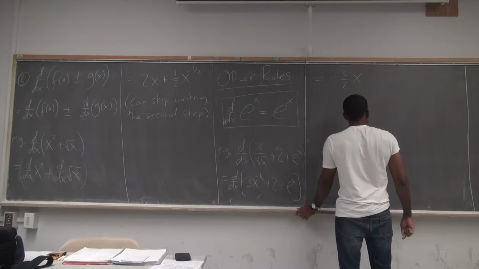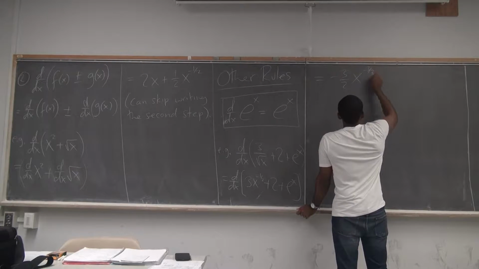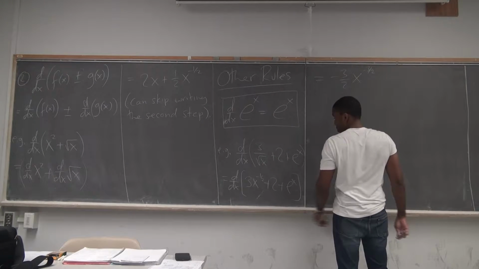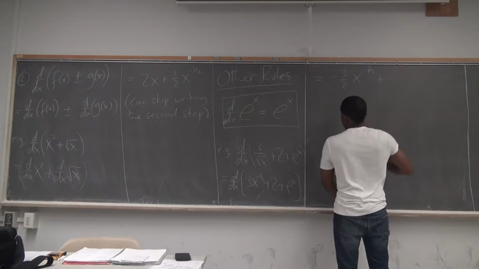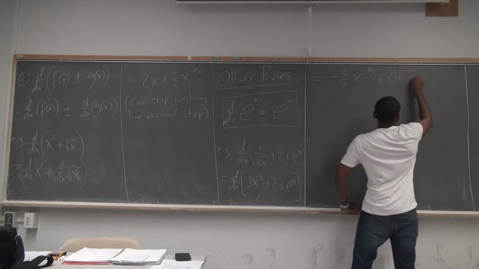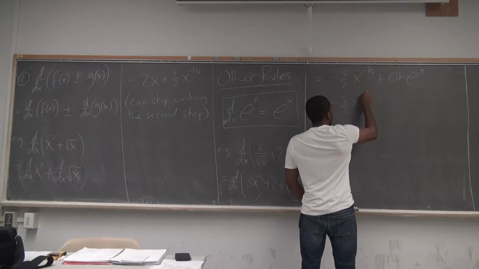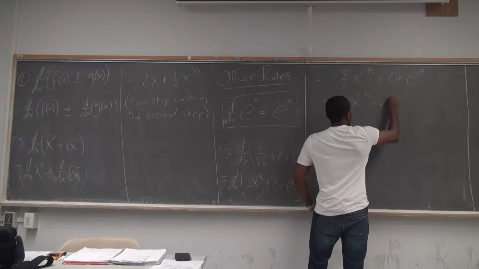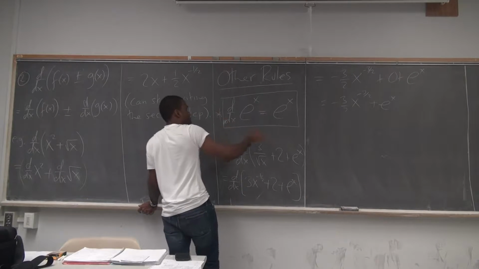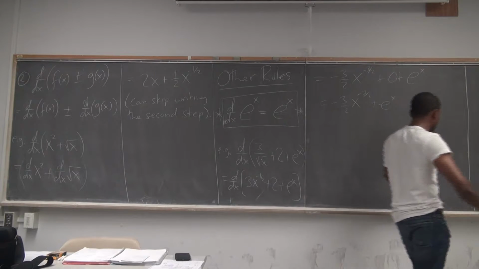What does the power become? Also minus 3 over 2. It's minus 1 over 2 minus 2 over 2, giving me minus 3 over 2. Derivative of 2? 0, it's a constant. And the derivative of e to the x is itself. So this is just something we know now. Memorize: the derivative of e to the x is itself.